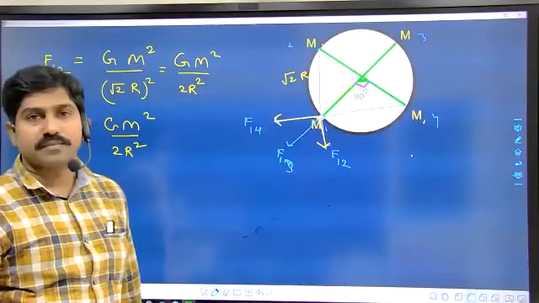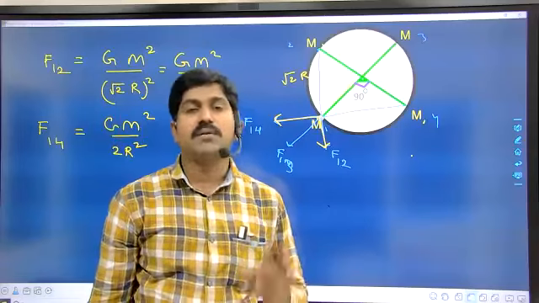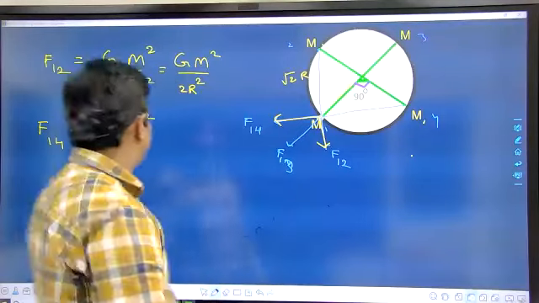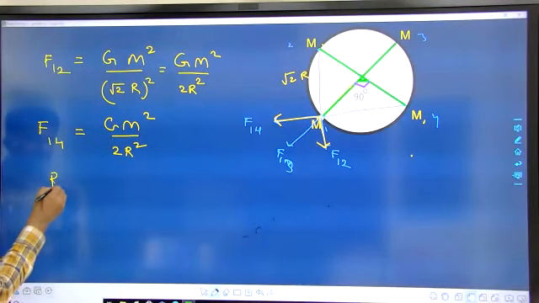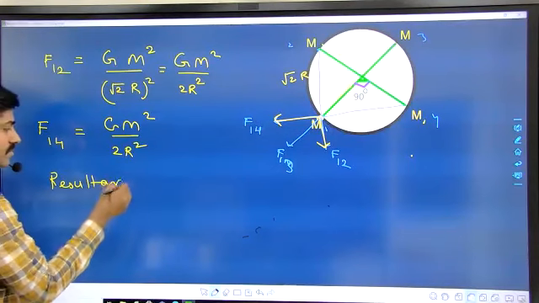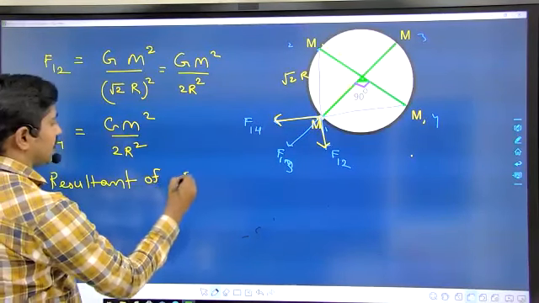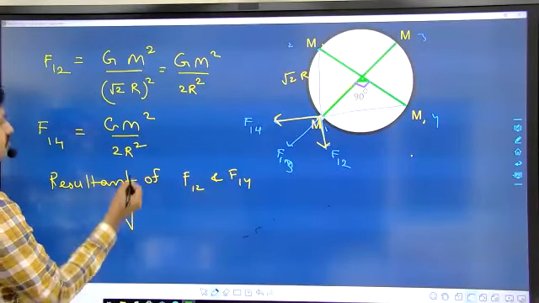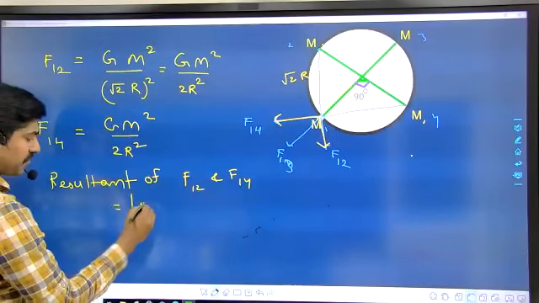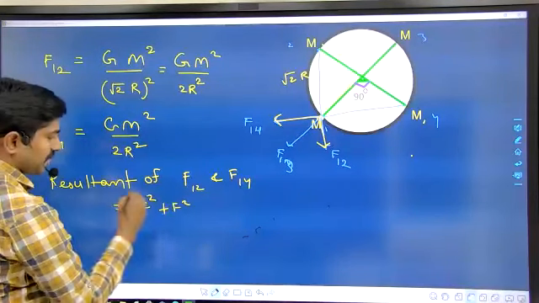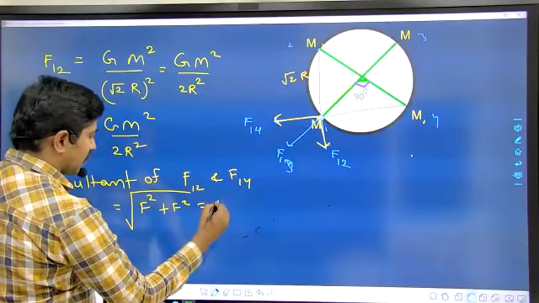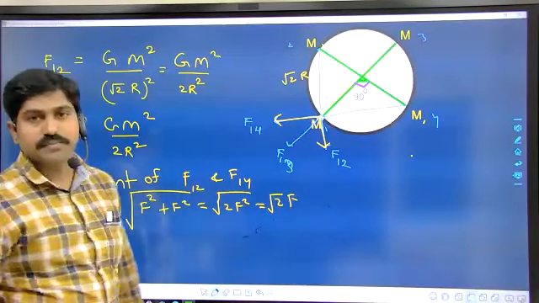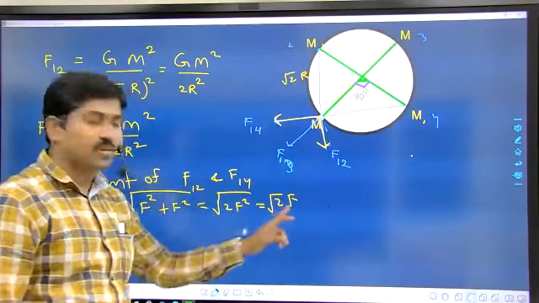Both are exactly perpendicular. If two vectors are perpendicular to each other, the resultant will be root over first force square plus second force square. So the resultant of F12 and F14, what is the resultant? Root over, of course, both are equal only, so I will write F only here. F square plus F square. How much it will be finally? Root over 2F square, which is equal to root 2 into F only. The resultant of these two forces will be root 2F.